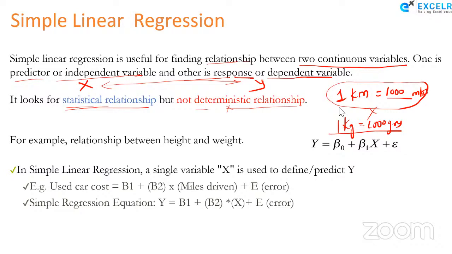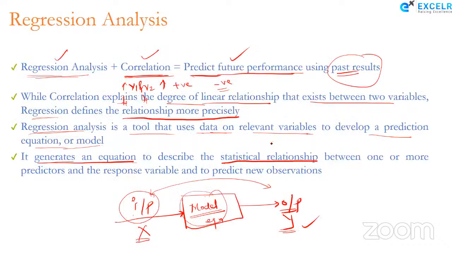Now, what do we mean by statistical relationship? Let us look at that. If we want to find the relationship between weight and height, that would be called a statistical relationship. We would be interested to find out how these two variables are statistically related to each other. And for that, we need to conduct the regression plus correlation analysis, so that we can develop the model.